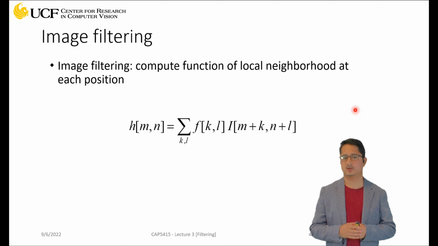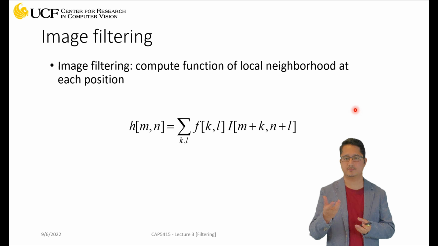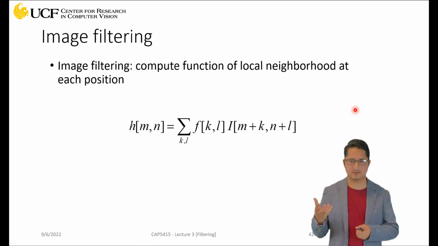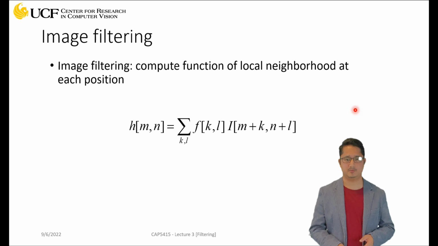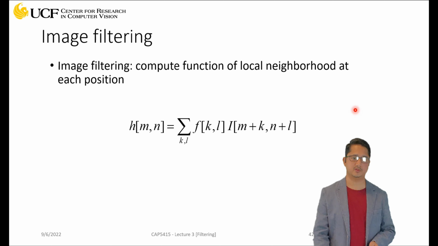and you take a small patch from your image, and you compute a linear combination of the function with the image patch, and that will give you some value. So it's an operation performed using that kernel function on a neighborhood of an image. Okay, and this is a very general formulation for image filtering.